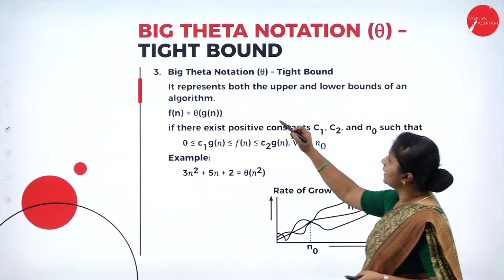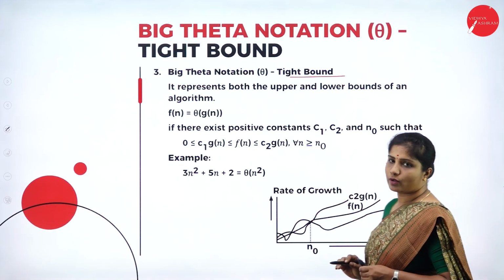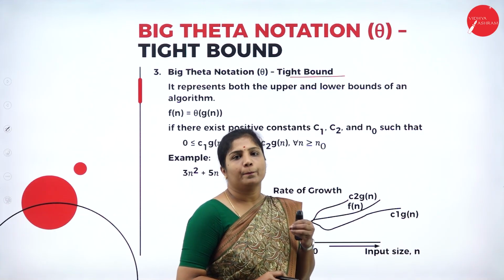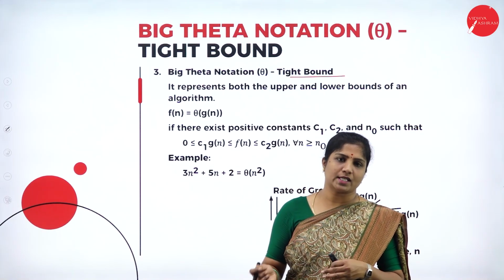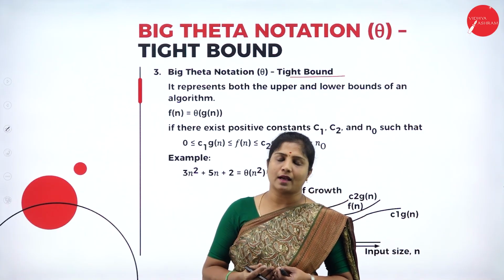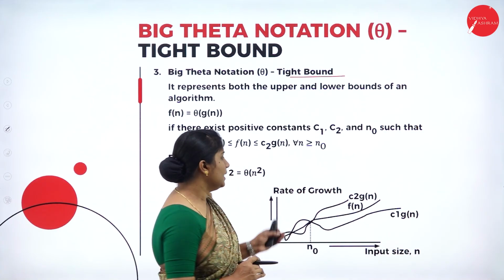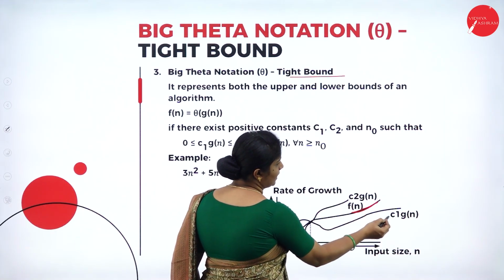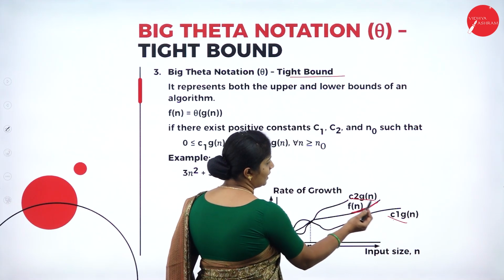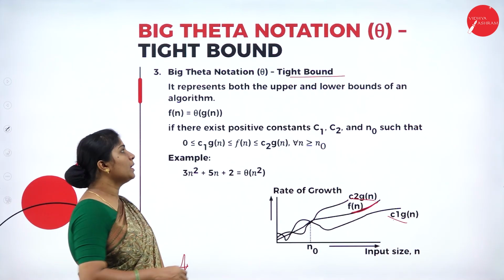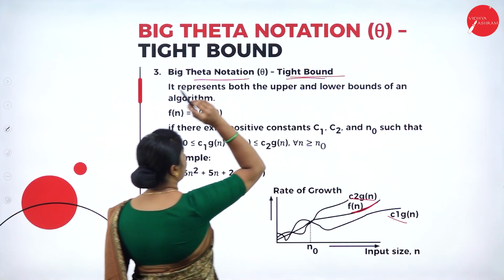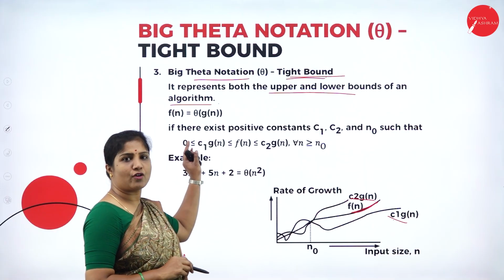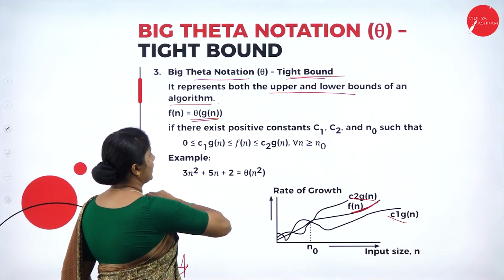Next, we have the big theta notation, that is the tight bound. When can we say it's a tight bound? When the function lies between the constants C1 and C2. In another name, it is sandwiched. In this diagram we can see f of n lies between C1 and C2, sandwiched between C1 and C2. Hence in the theta notation, it is a tight bound. It represents both the upper and lower bounds of an algorithm. So f of n is equal to theta of g of n. I can write it like this.